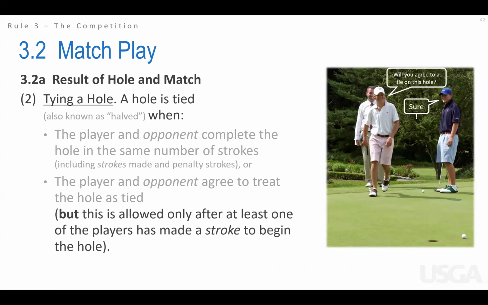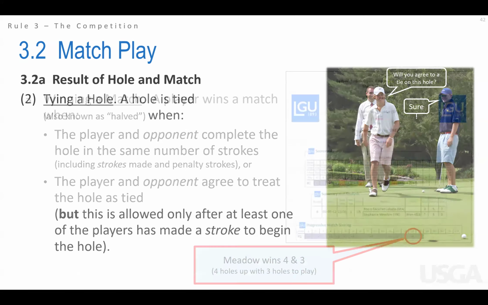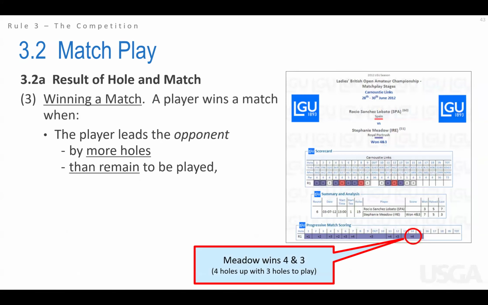We can only do this though after at least one of the players has made a stroke to begin the hole. So if we both get up to a tee box, and neither of us has made a stroke at the ball yet, we can't agree the hole is tied just yet. One of us has to make a stroke to start that hole before we can make that agreement to tie the hole and move on to the next one.